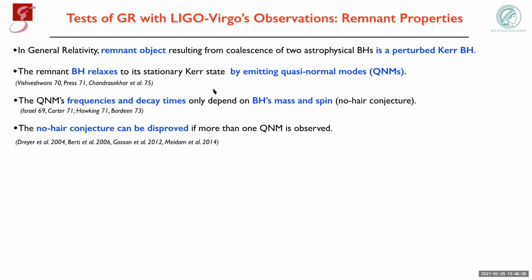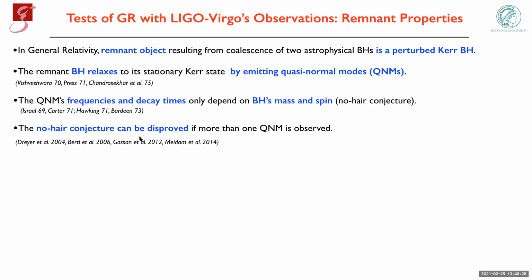So as we know, the remnant object of the coalescence of two black holes, we believe, is a perturbed Kerr black hole, which relaxes to the stationary Kerr state by emitting quasi-normal modes. And this quasi-normal mode frequency and decay time for an astrophysical black hole should depend only on the black hole mass and spin.